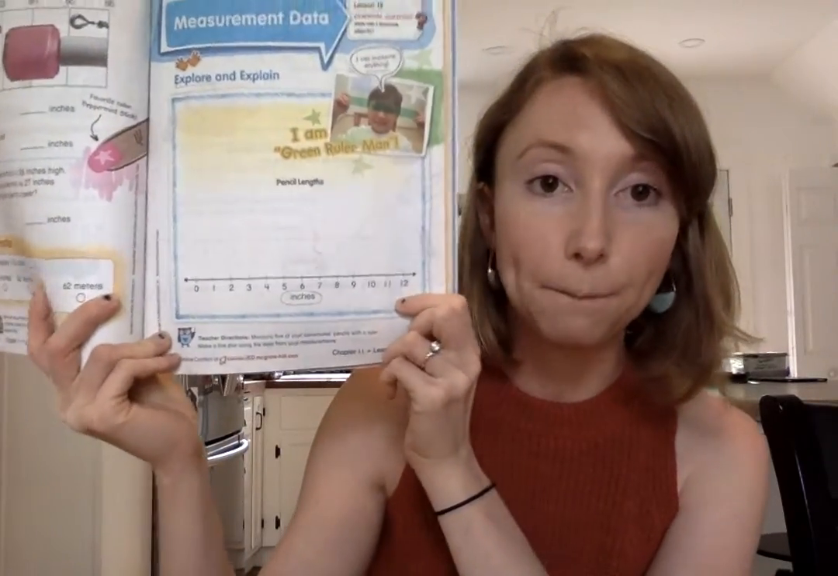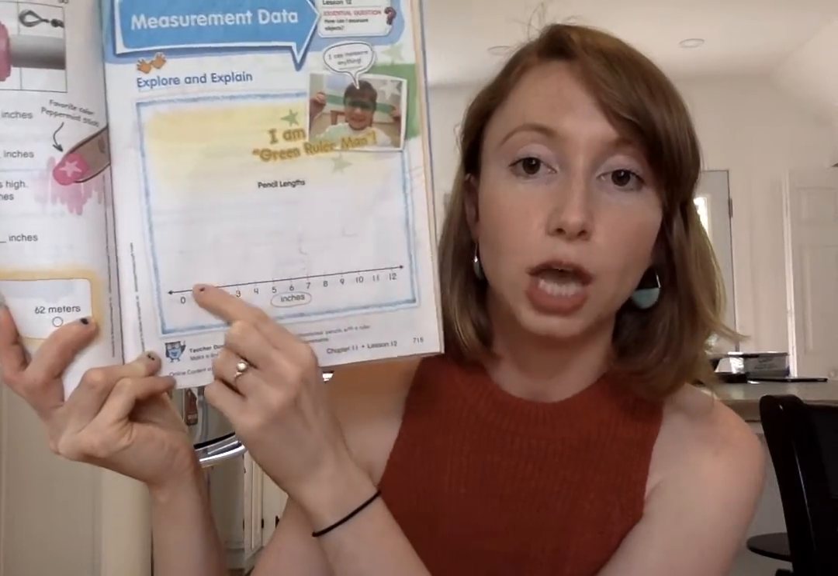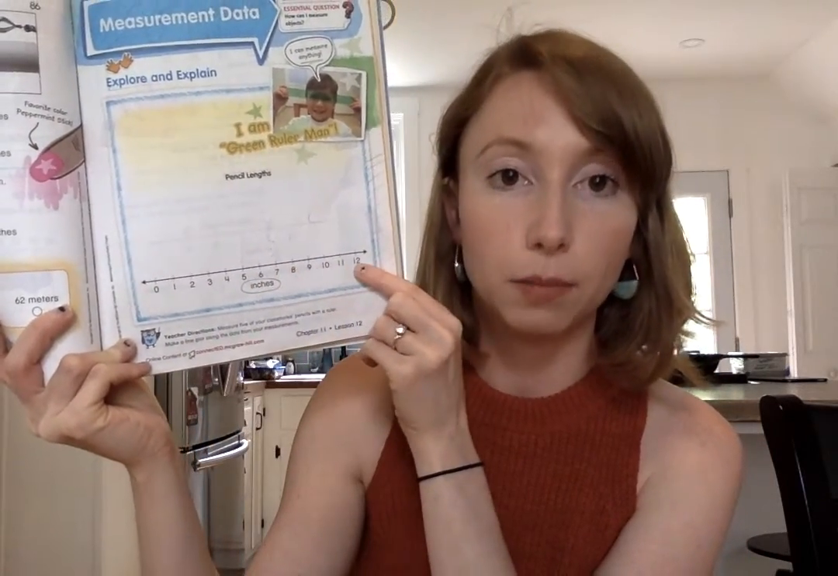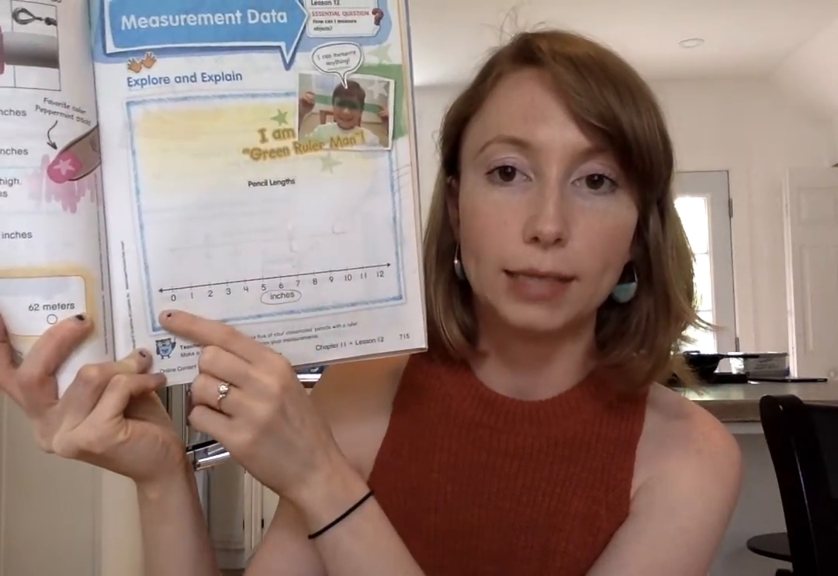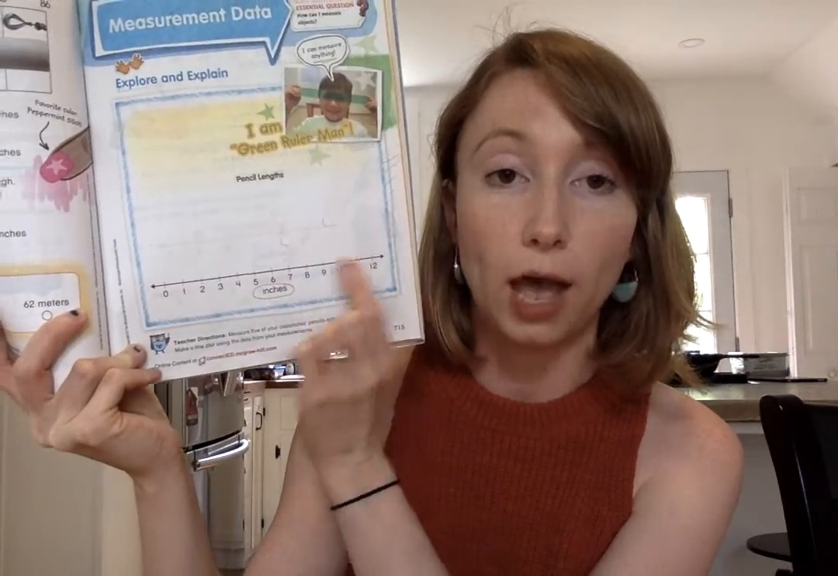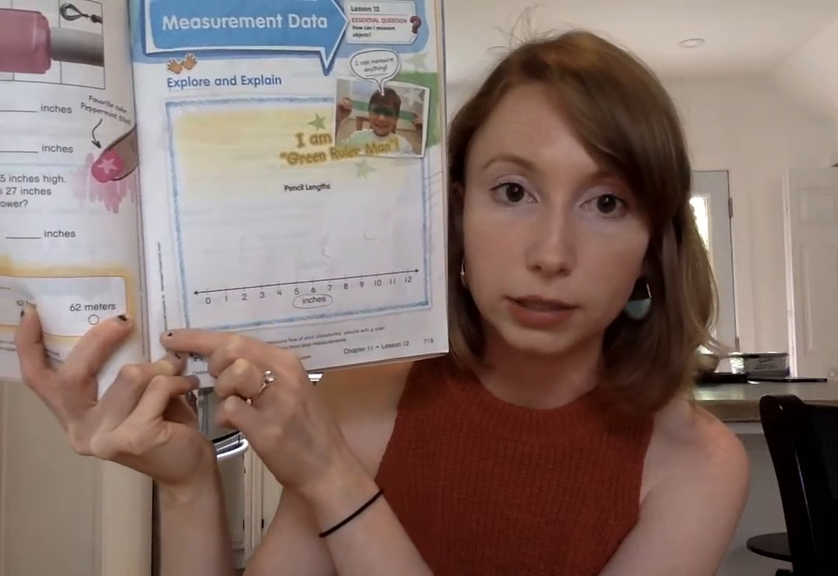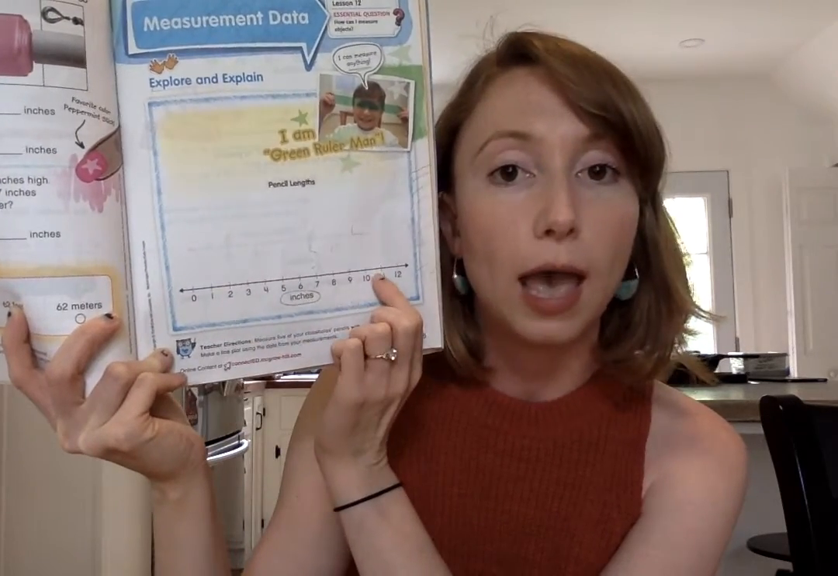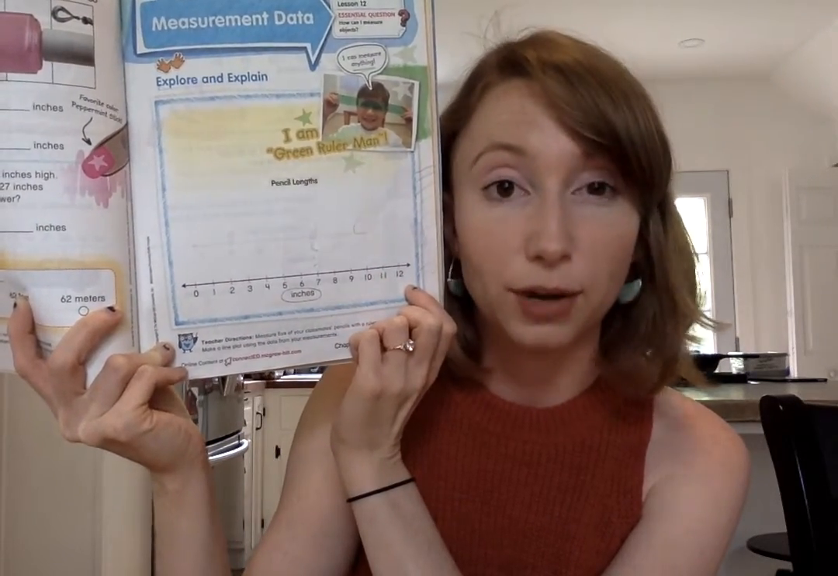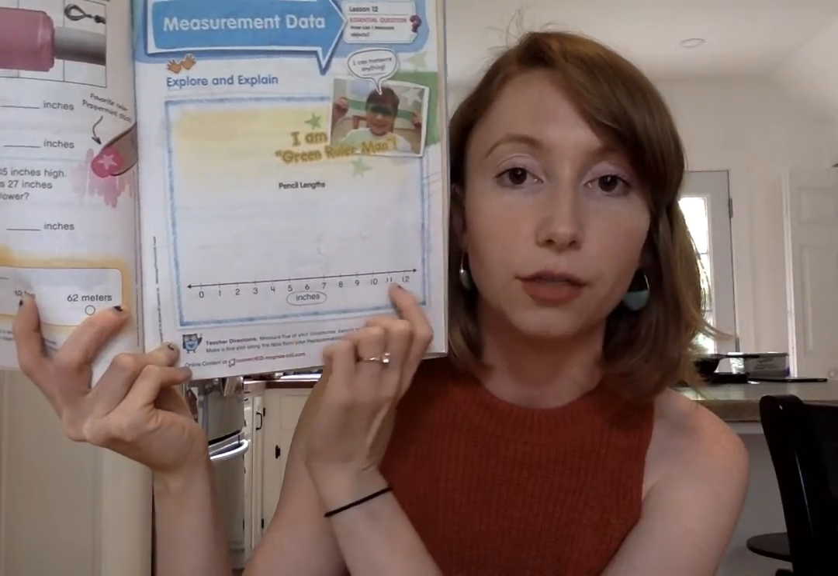All right, so measurement data. In the Explore and Explain box, I see something that looks awfully familiar. Yep, it's a line plot. A line plot is a number line. This one has 0 to 12, and of course it has arrows on both ends because numbers go down into the negatives past 0 and up from 12. That's not where numbers stop, so we have our arrows on either end.